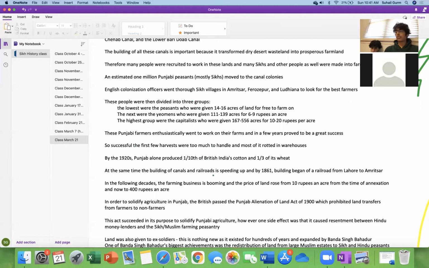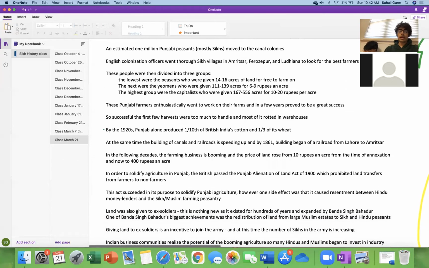And these first few years, after the Sepoy Rebellion, the farming was so successful that there was actually so much harvest that they couldn't even handle it all. Like a lot of it ended up rotting in the warehouses, because it was so successful so quickly that the British didn't even have the means to use it all. So that just kind of tells you how successful it was right off the bat.